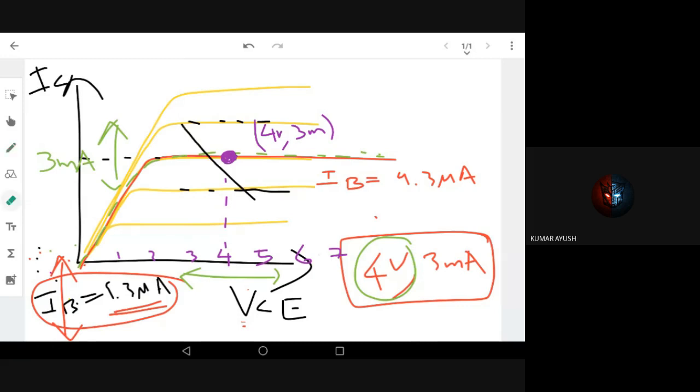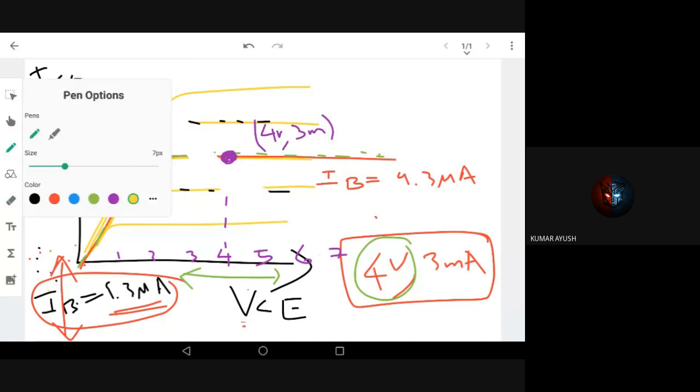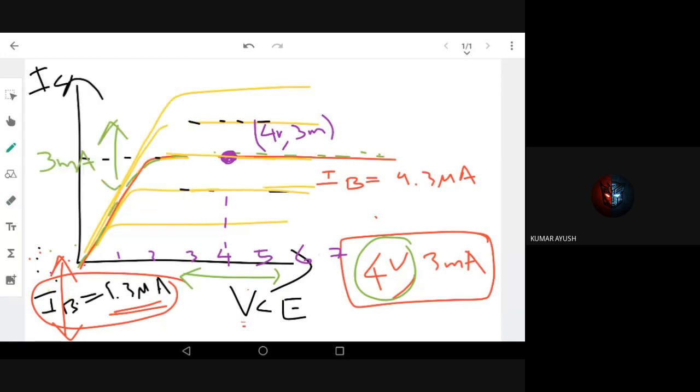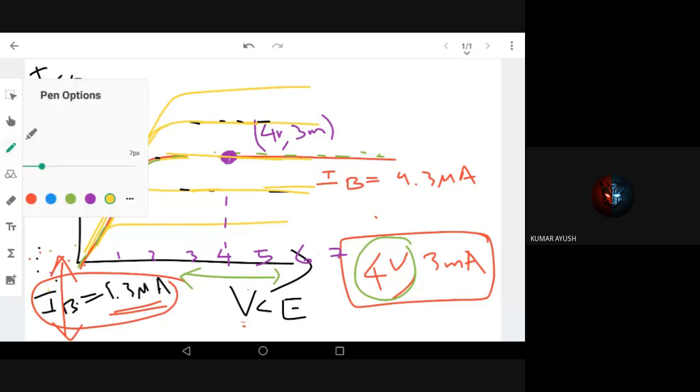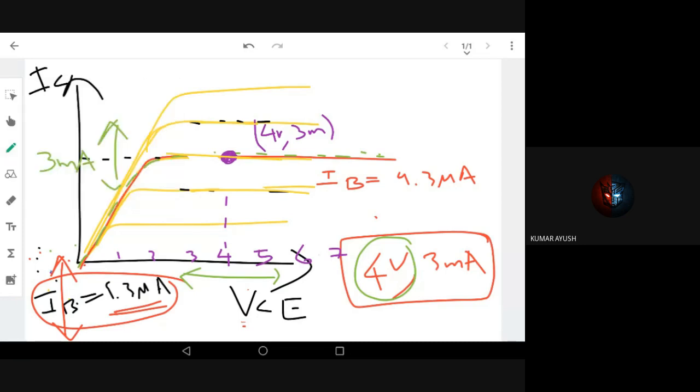Sorry, I wrongly drew this. So the net change I can draw like this. So what does this mean? My IC is going to change. My VC is also going to change, because if IC changes, VC also changes. And why is IC changing? Because IB is changing. Why is IB changing? Because I'm giving an AC fluctuating signal at the base, the input of the transistor.